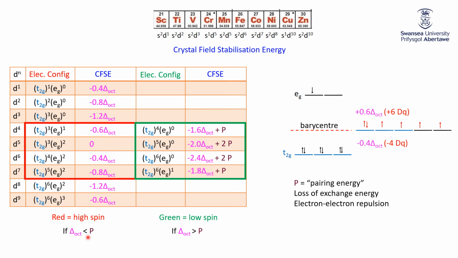So if delta oct is less than P, in other words, if it's easier to stick an electron up here than it is to pair up here, you'll get a high spin. If on the other hand, delta oct is greater than P, so this is a big one, right, a strong field situation, well then it's going to be harder to stick an electron in here to overcome the delta oct than it is to overcome the P, so you will get a low spin situation.